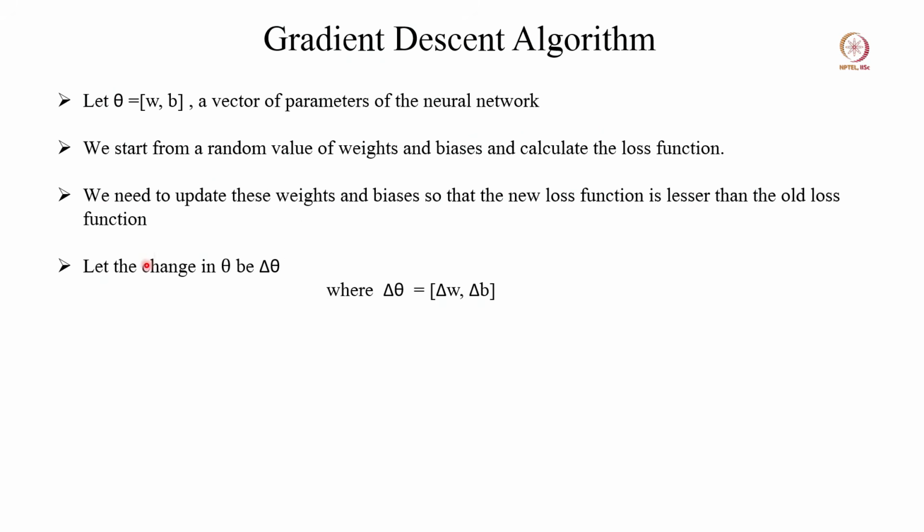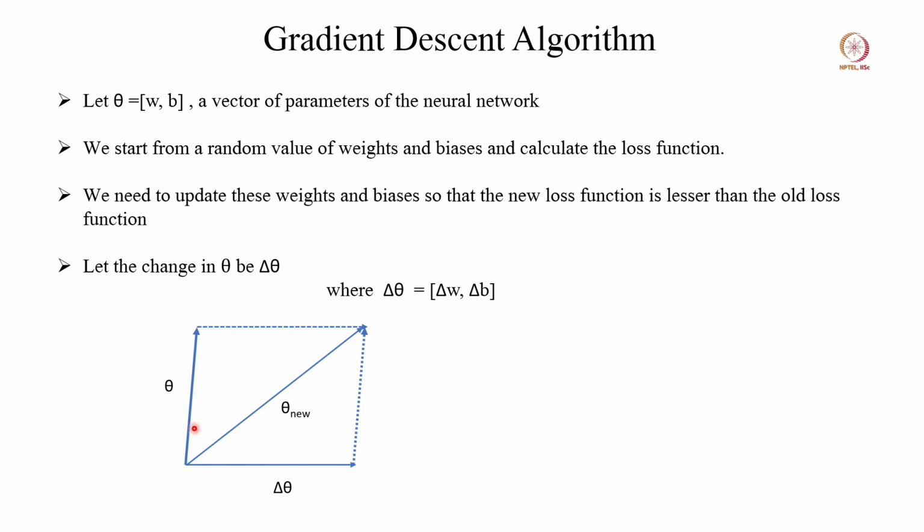Now, let the change in theta be delta theta. So, you have theta, which is a vector of w and b, and you are changing theta in such a way that the change is delta theta, where delta theta is nothing but a change in the weight, delta w, and a change in the bias, delta b. So, delta theta also is a vector of the changes in the weights and biases. Now, suppose I draw it in a vector diagram. Suppose this is the direction of my theta and this is the direction of my delta theta. This is the change.